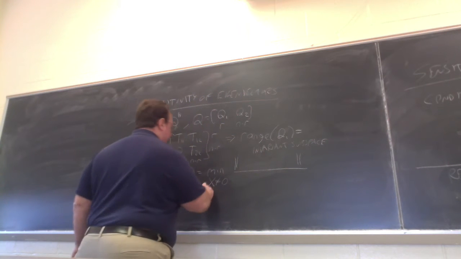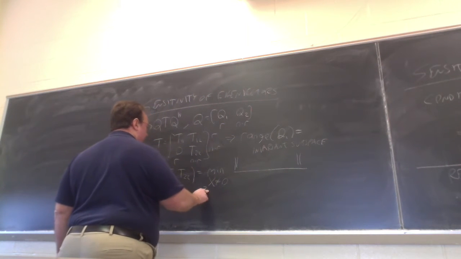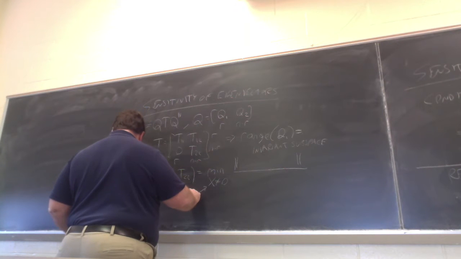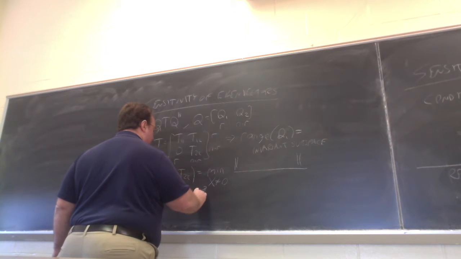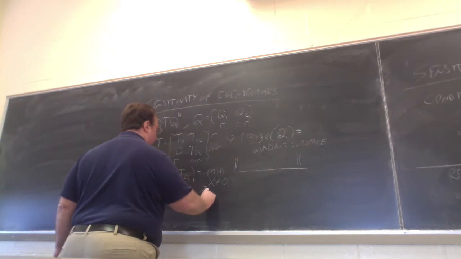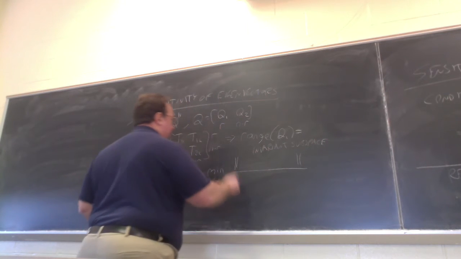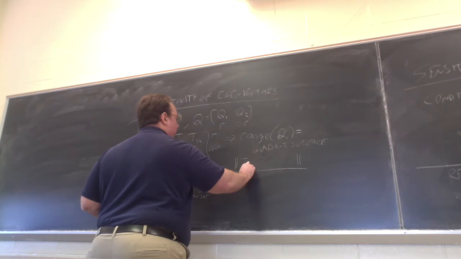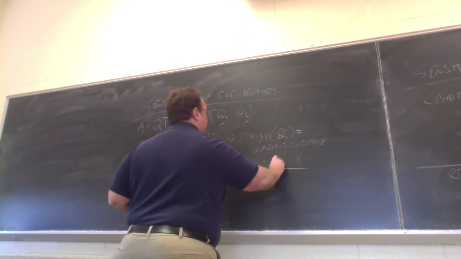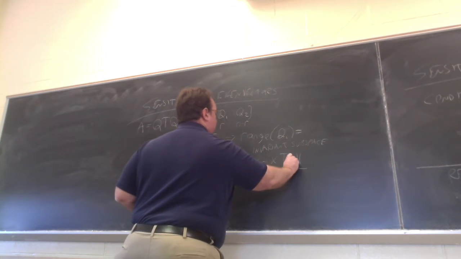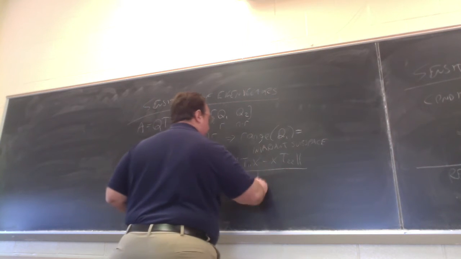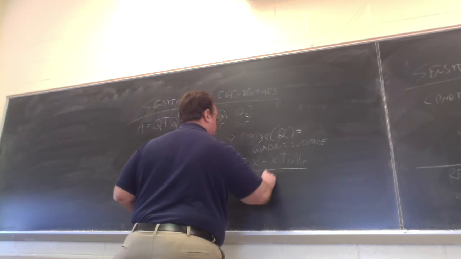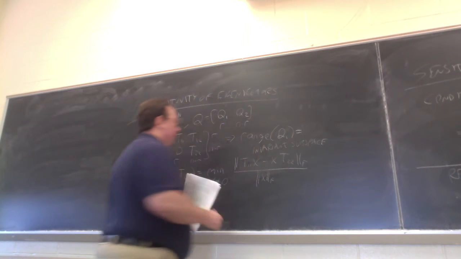So the matrices X, in this case, have to be dimension n minus r rows and r columns. And you'll see why from the multiplication we're going to use here. So T11 X minus X T22, Frobenius norm over Frobenius norm of X.